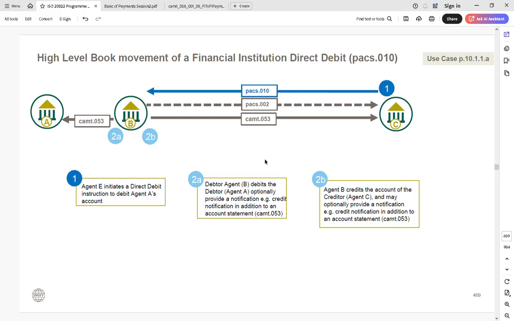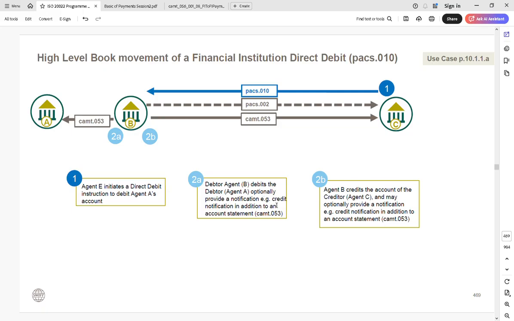In the next example, high level book movement of financial institution direct debit PACS.010. Agent A again, agent E is not here. Why did they introduce it? I don't know, this is a mistake. Agent A initiates a direct debit instruction to the agent A account. Agent B debits the debtor A.